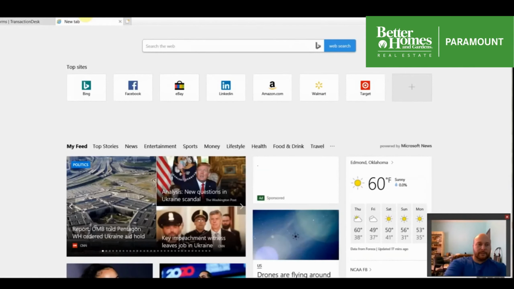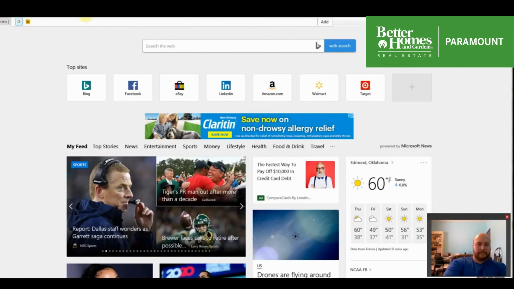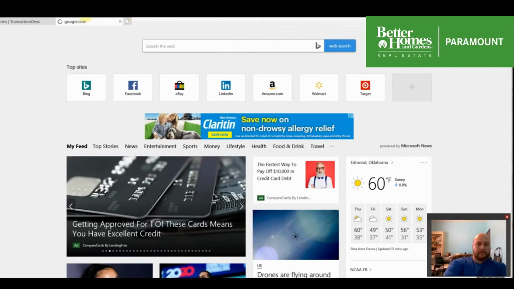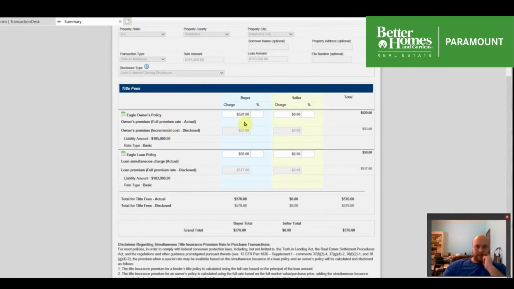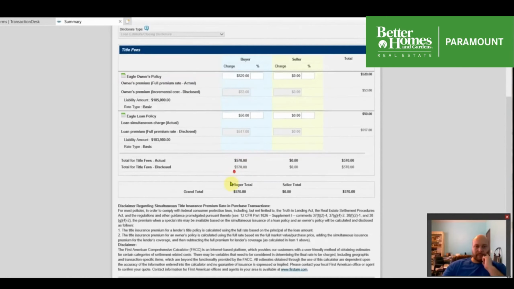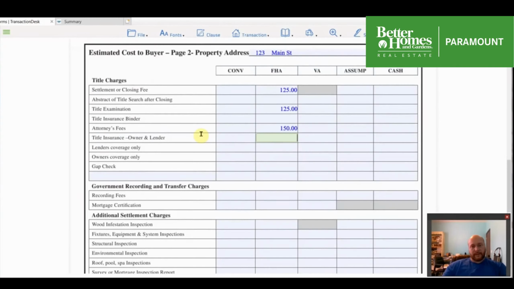So let's go to First American Title insurance costs in Oklahoma. Okay, so 520 is what it's saying. Total 570. Okay, cool. So that goes right here. I'm gonna put 600 because that seems really low to me. So I'm going to put 600 in lender's coverage and $50 in owner's coverage, and then $125 gap check right there.